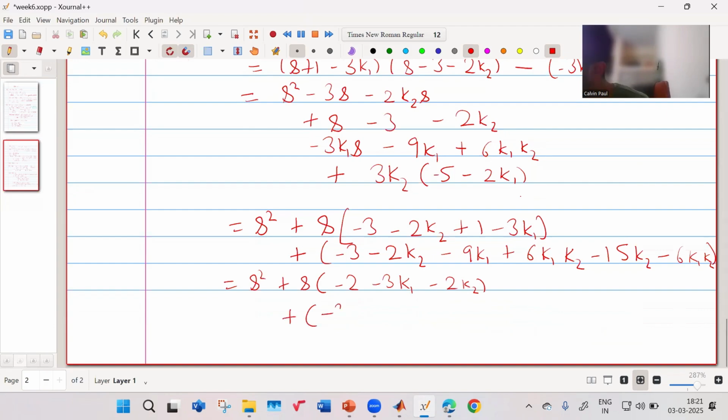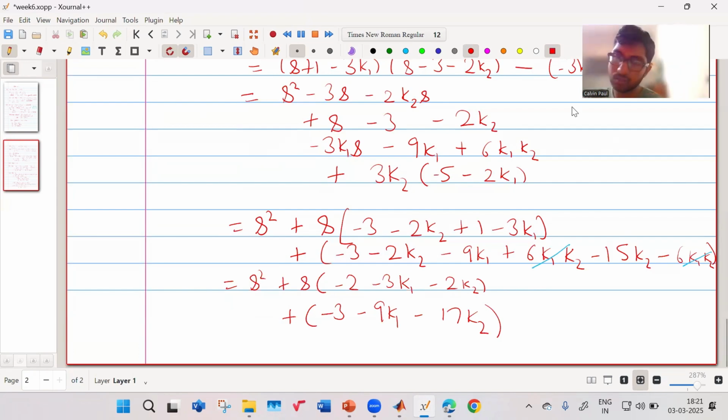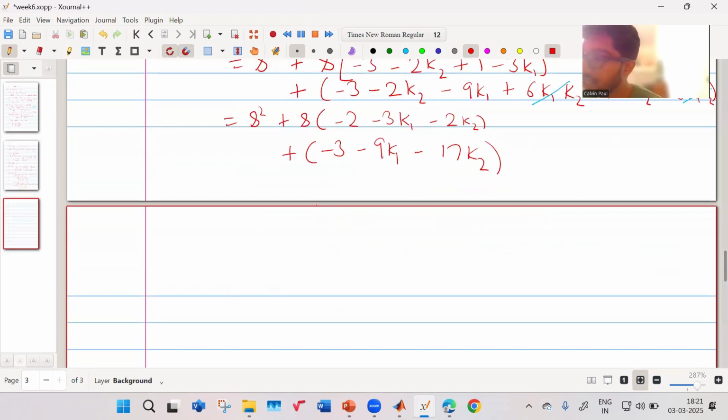Okay, so that becomes equal to s square plus s into minus 2 minus 3k1 minus 2k2 plus, so here only minus 3 minus 9k1 minus 2k2 minus 15k2. So that is minus 3 minus 9k1 minus 17k2. And you must notice this 6k1k2 and this gets cancelled. Okay. So this is our final equation. So it is very complicated maths, I admit. So we have one equation.